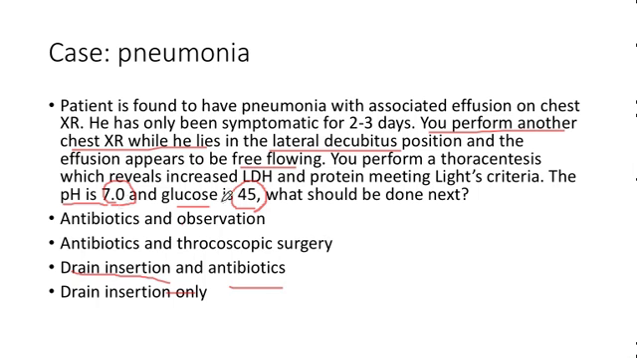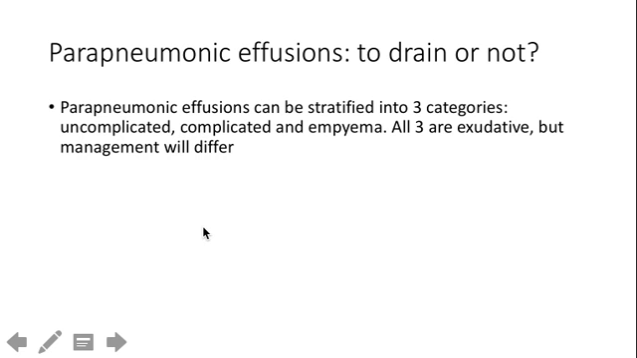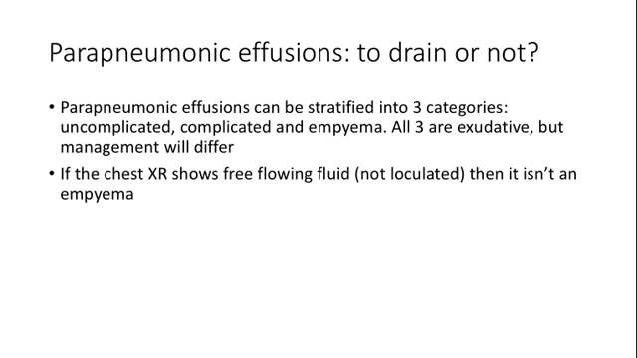So the point is to look at those two values. That's going to tell you if they need to have a temporary drain inserted, not a permanent one, to let that pleural fluid continuously flow out. And if it were an uncomplicated parapneumonic effusion, you could have just done antibiotics with observation.